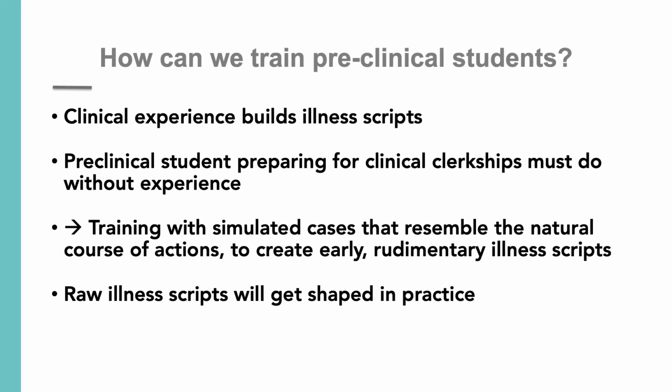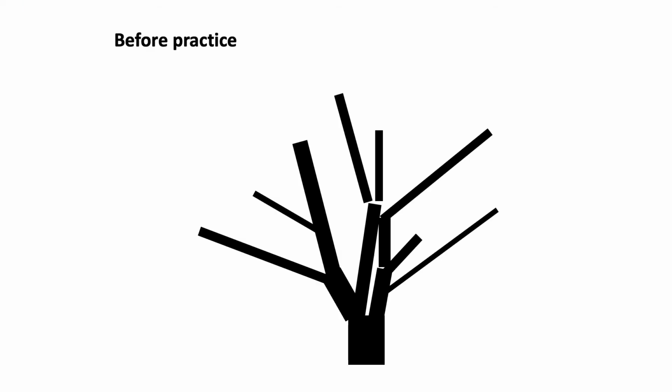Now, think of how we should train preclinical students. So the problem is that clinical experience is needed to build illness scripts, and preclinical students that prepare for clinicians do not have that experience. So what we do is we train with simulated cases that resemble the natural course of actions to create early rudimentary illness scripts, raw illness scripts that can get shaped in practice. Just imagine this as a raw illness script before practice.